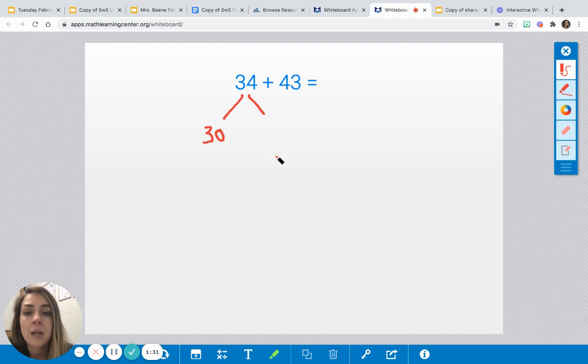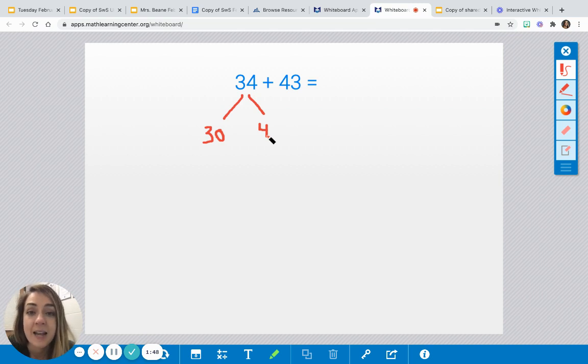All right. Then I'm going to look at my number that's in the ones place. Well, because it's in the ones place, it just stands for that number. So if there's a 4 in the ones place, that means that I just have 4 things. So I'm going to write the 4. All right. So I'm done with 34 for now.